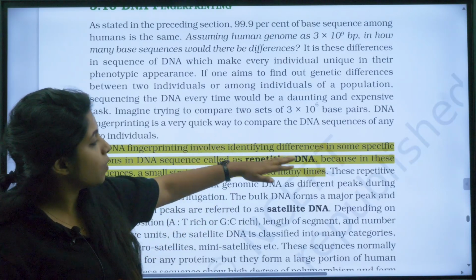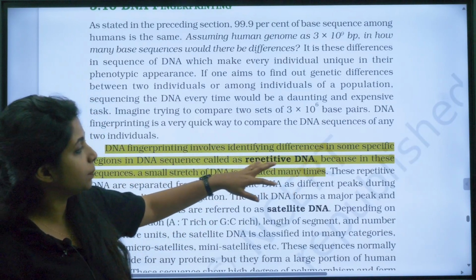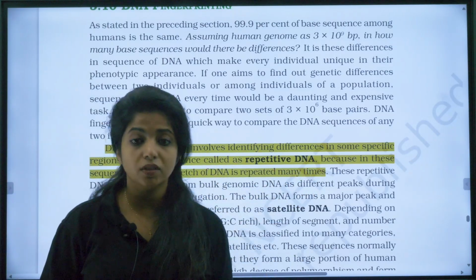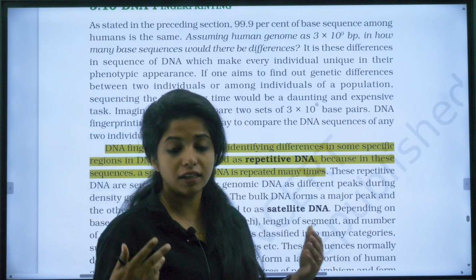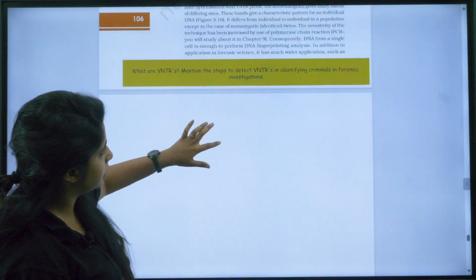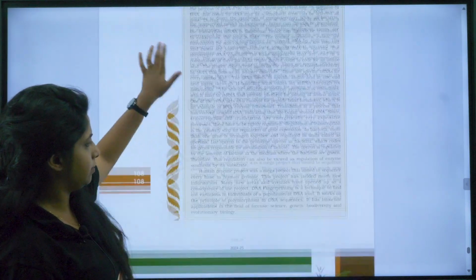So DNA fingerprinting involves identifying differences in some specific regions in the DNA sequence called the repetitive DNA, because in this sequence a small stretch of DNA is repeated many times, and this is unique to all. So that's on the basis of which the DNA fingerprinting mechanism works as a whole. So these are the important topics, my dear children. Please do not miss it. Okay. Anything apart from this? Okay, that's all.